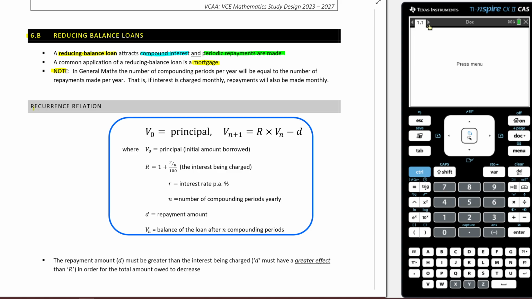Let's now look at our recursion relation here. So here it is right here. As you can see, you've got your principal amount here. And then here, this is where I want to use my same colors. Remember how we spoke about compound interest here? This R is representing the amount of interest that is accruing. And then we also spoke about how we had periodic repayments that are made. That's represented by this minus D here. So I'm subtracting away a certain amount each time as well. So you've got that compound interest component and this periodic repayment component of a reducing balance loan.